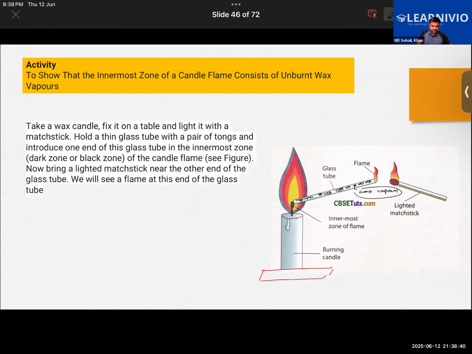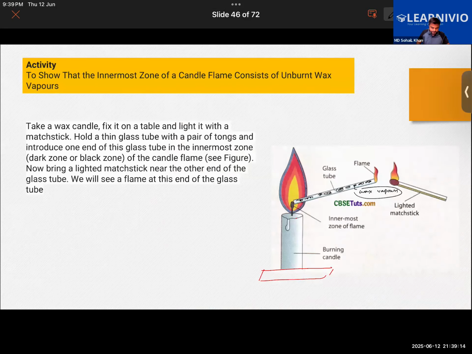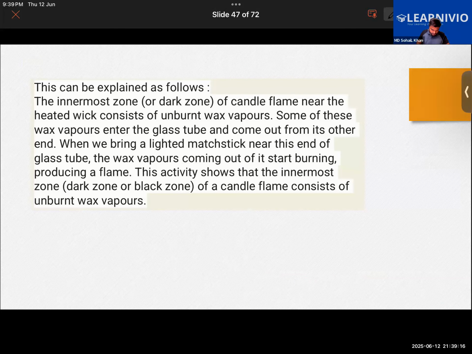So what does this activity conclude? It concludes that the innermost zone of the candle flame consists of unburnt wax vapor. They were not burned, that's why when they traveled all the way to the other end, they caught fire.